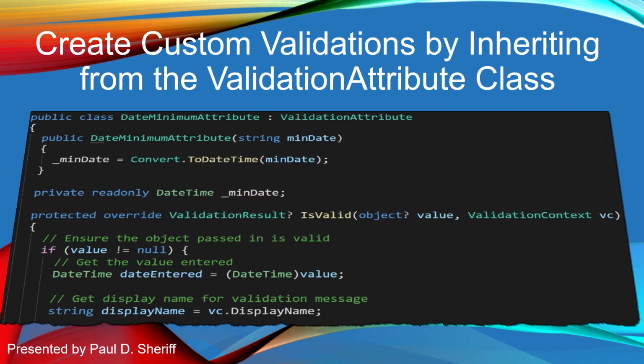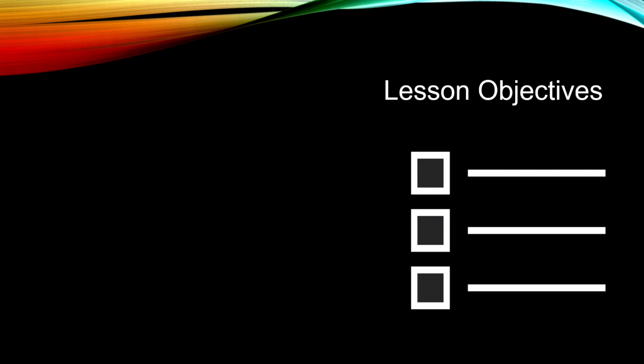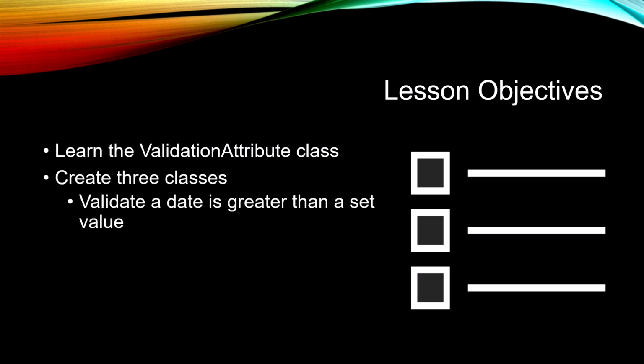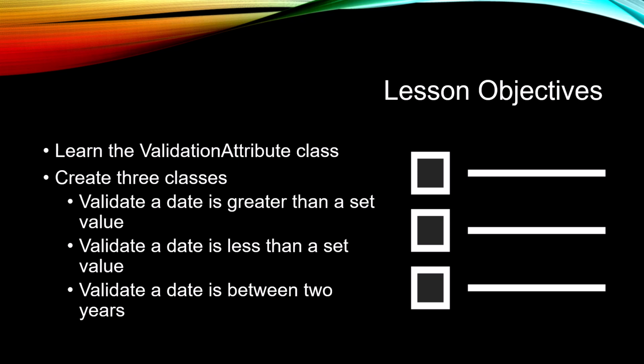This lesson is create custom validations by inheriting from the validation attribute class. The objectives for this lesson are to learn the validation attribute class, create 3 classes. One to validate a date is greater than a set value, validate a date is less than a set value, and validate a date is between 2 different years.